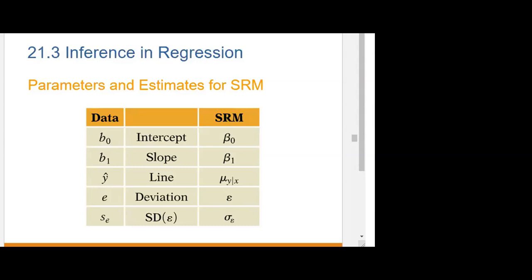So there is no significant relation between X, the IV, and Y, the DV. Right? So we hope that we can reject H0, and that means there is a significant relation.